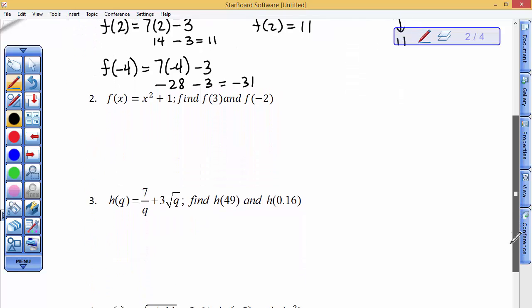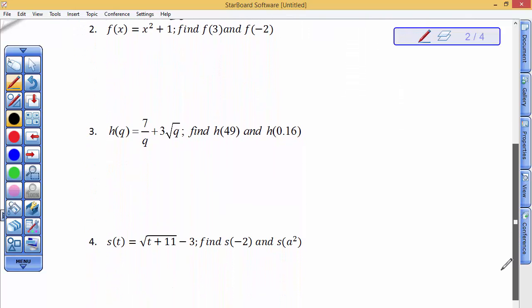Let's look at this one. F of x equals, take your variable for x and square it, and then add 1. So when I ask you to find f of 3, I'm asking you to put a 3 in here for x and square it, and then add 1 to that, because order of operations says to do the exponents first. 3 squared is 3 times 3, which is 9. Add 1, and you get an answer of 10.